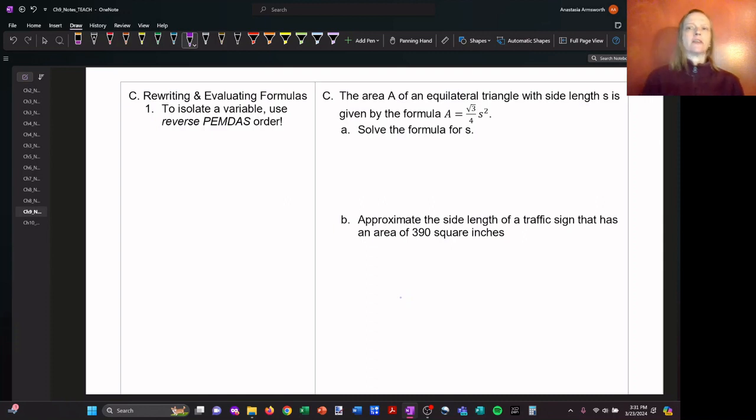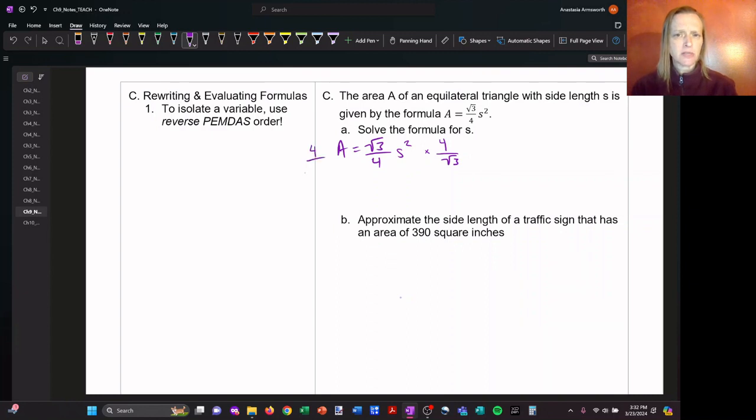Whenever you solve for a variable, you go in reverse PEMDAS order. So you take care of addition, subtraction first, then multiplication, division. So if I've got a equals the square root of 3 divided by 4 times s squared, I want to take care of any multiplication and division first. Multiplying by a fraction is kind of both multiplication and division. I want to get rid of the 4. 4 is in the bottom of the fraction, so I'm dividing by 4. I want to get rid of the 4 by multiplying by it. And here I want to get rid of the square root of 3. I'm multiplying by the square root of 3, so I want to divide away the square root of 3, like this.